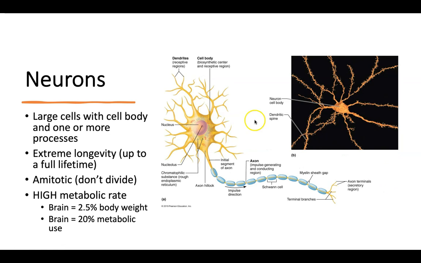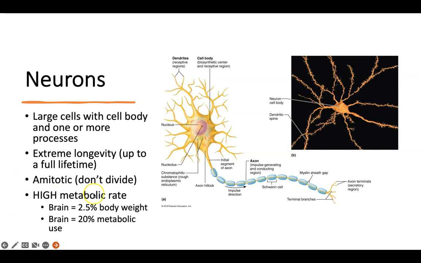And finally, we have neurons themselves. These are those excitable cells within the nervous system. They're quite large cells compared to the glia we've just looked at. They live a very long time, so they can potentially live your entire lifetime. And they don't divide, so they are amitotic. This means you might be born with a neuron. That neuron will never divide and might be with you for your entire life.